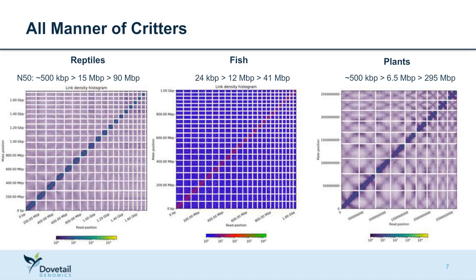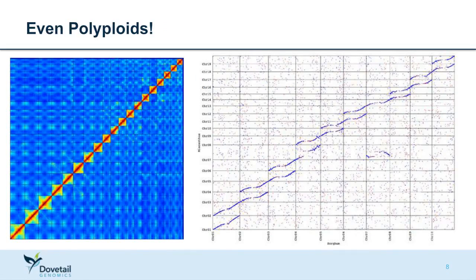So it works really well on pretty much anything you can imagine. We've seen all the challenges that are out there in genome assembly. We haven't solved them all yet, but we're working on it. And one challenge in particular that we're tackling right now and are making nice progress on is polyploids.